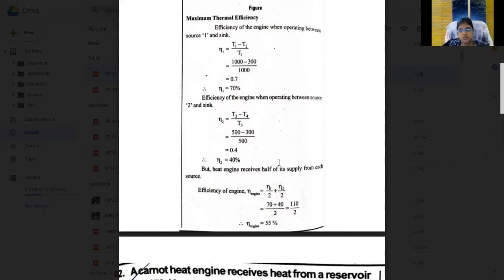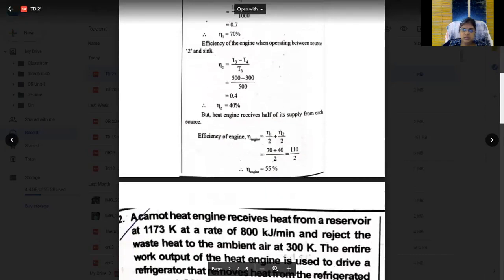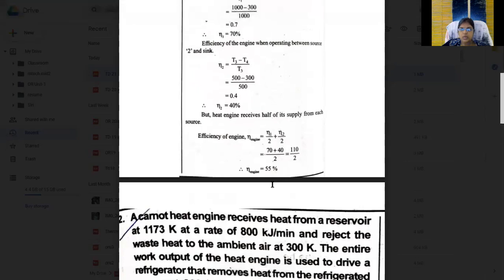We will add them, because the heat engine receives half of its supply from each source. That is why the full efficiency is efficiency 1 by 2 plus efficiency 2 by 2. The first efficiency we got is 70 and the second is 40, divided by 2, and finally we got the efficiency of the engine as 55%.